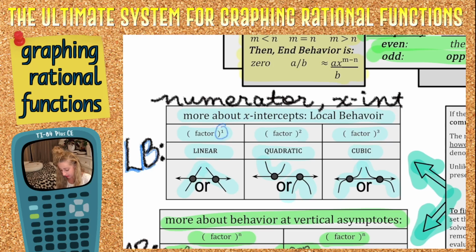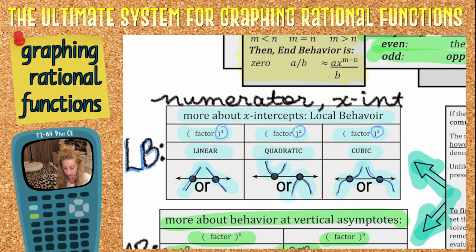If the factor is to the first power, your x-intercept will behave like a linear equation when you're really zoomed in and close. If your factor is to a second power, it's going to look like a quadratic. It's going to be quadratic behavior. Now I'm going to indicate this with an L, a Q, or in this case, a C. And it's going to behave like a cubic.